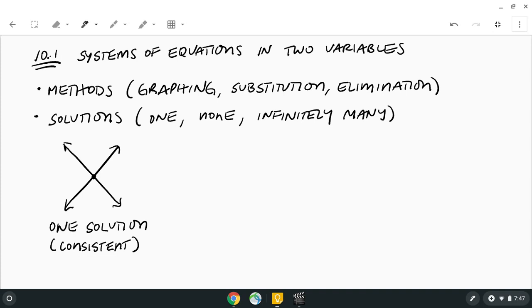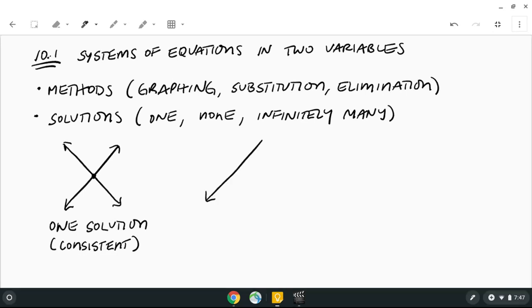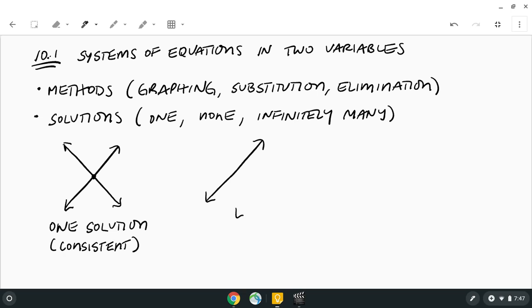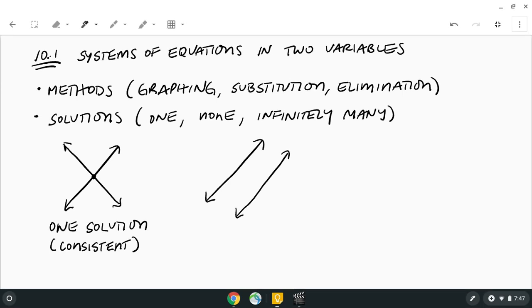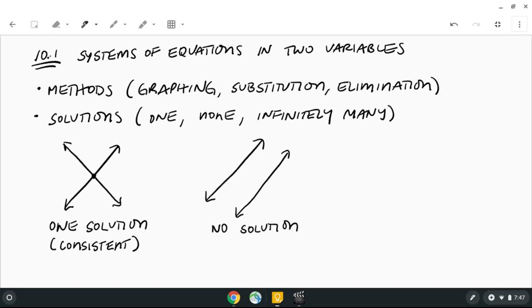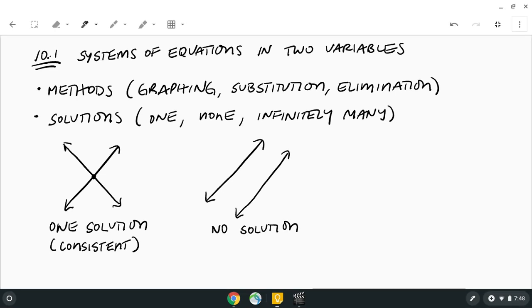Another possibility is you have one of your lines here, and then it turns out you have your other one over here parallel to it, in which case they don't share a common solution. So here, this is the case where they have no solution. Okay, and this is a case where we call it inconsistent.